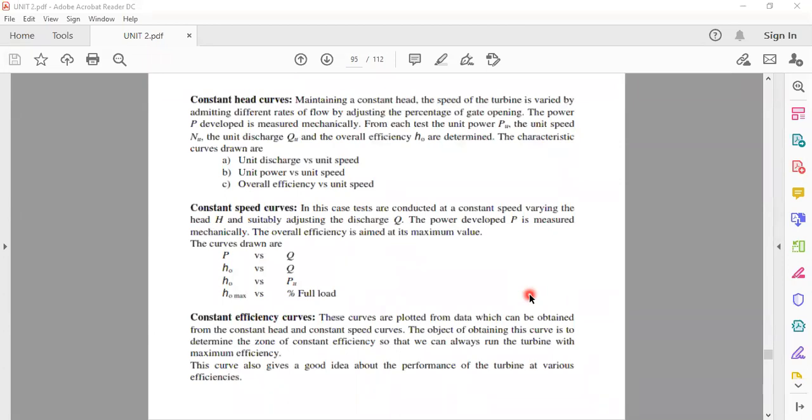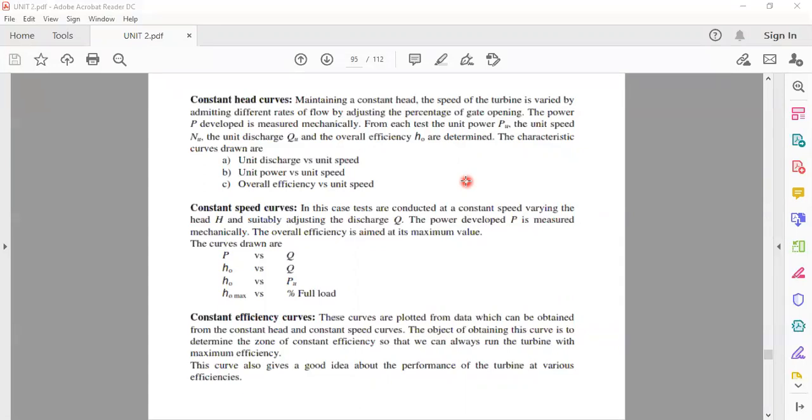So what is a constant head curve? Here, maintaining constant head, the speed of the turbine is varied by admitting different rates of flow by adjusting the percentage of gate opening. Maintaining constant head means we take a constant head, and the speed of the turbine is varied by admitting different rates of flow by adjusting the percentage of gate opening.